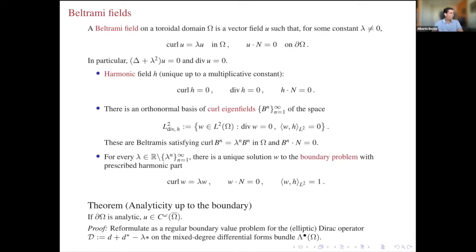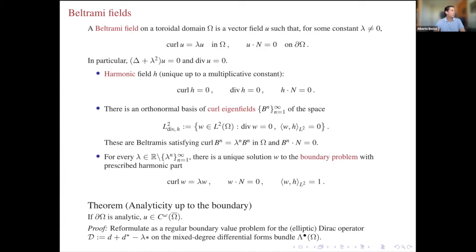And furthermore, if you take some lambda which is not in the spectrum of the curl operator and which is non-zero, then you get a unique solution to this boundary problem here, which says that you take the Beltrami field equation with that constant, you assume the tangency condition on the boundary, and you impose that the L2 product between the solution and the harmonic field is non-zero, so you normalize it to 1. That gives you yet another Beltrami field. So as you can see, we have many. These fields are all nice.